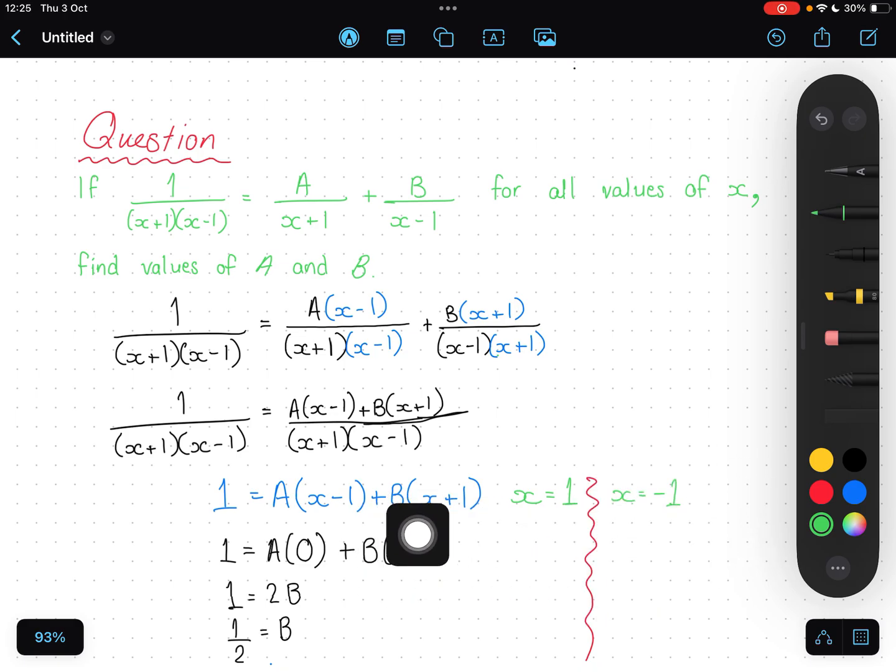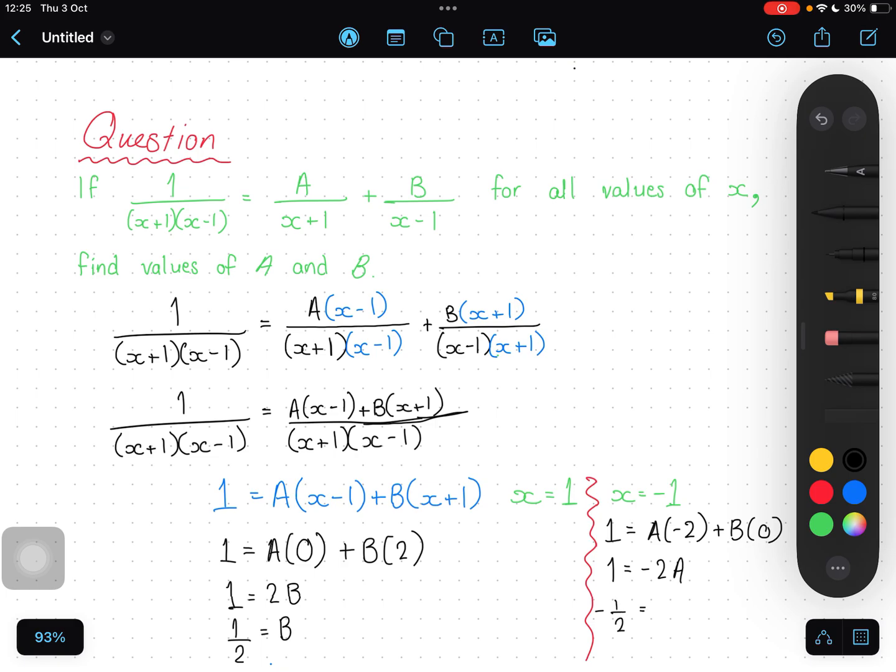Get the b to multiply by 0. So make x be minus 1. So that we're going to have 1 is equal to a times minus 2 plus b times 0. So 1 is minus 2a, so minus a half is a.